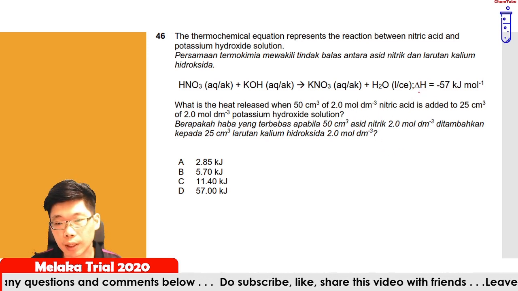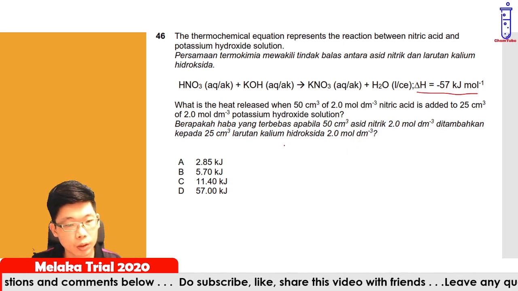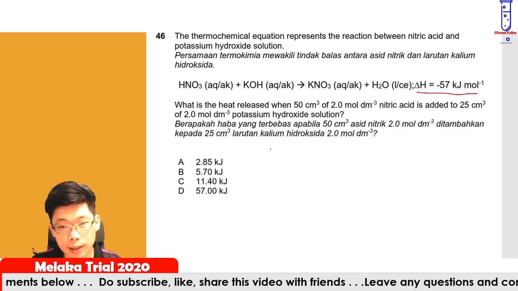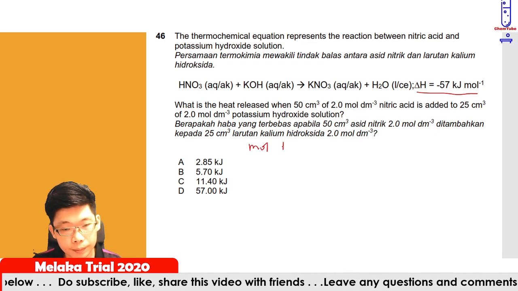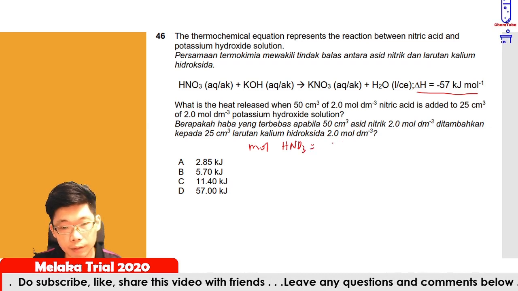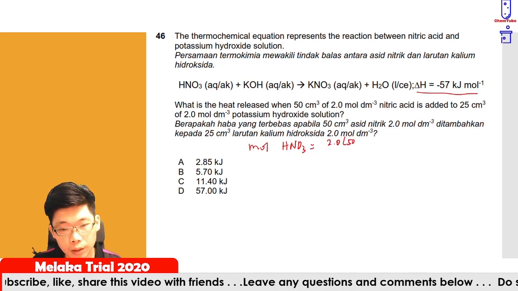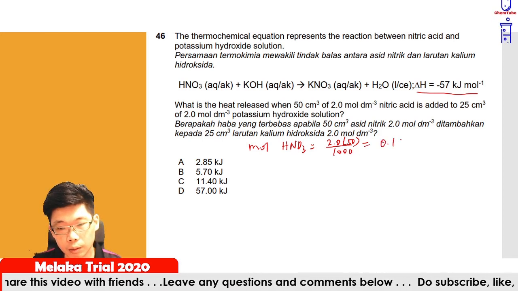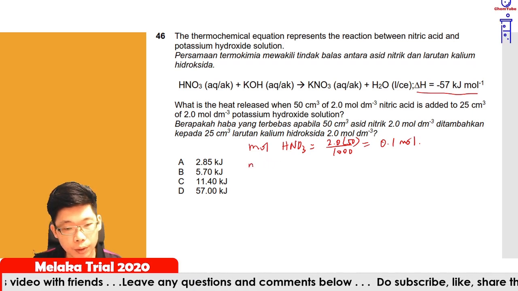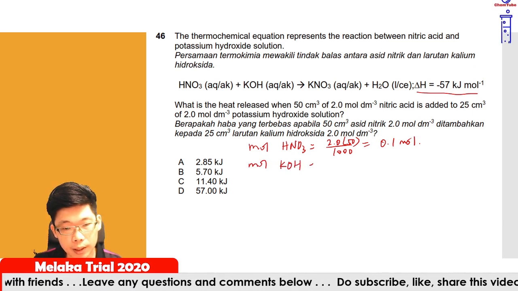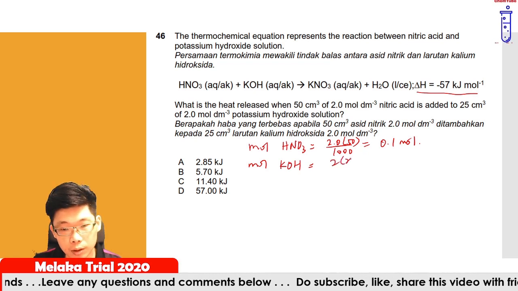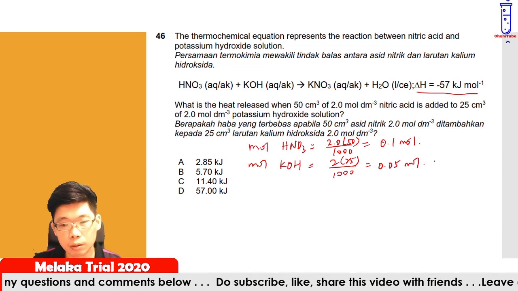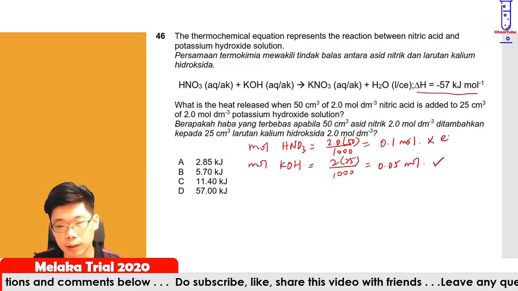Okay, so given to you delta H is 57. So we can calculate the mole first. Mole for the nitric acid, we use MV over 1000, 2 times 50 over 1000. So you will get 0.1 mole. So mole for potassium hydroxide is MV over 1000, 2 times 25 over 1000. So it gets 0.05 mole. So this one is smaller, so this is your limiting, this one is excess.